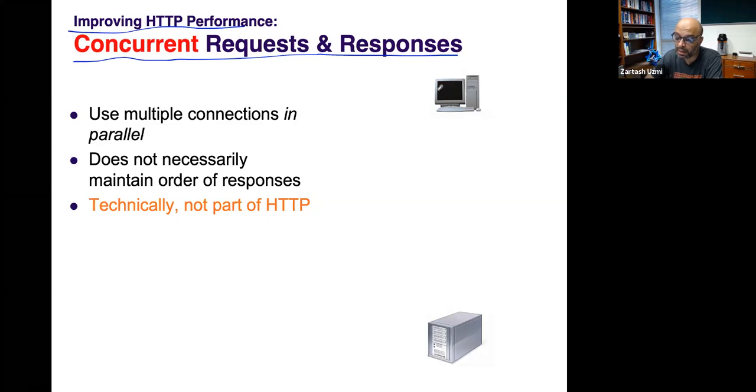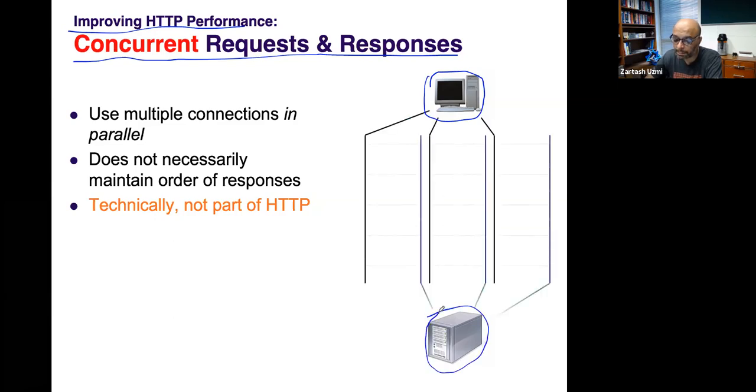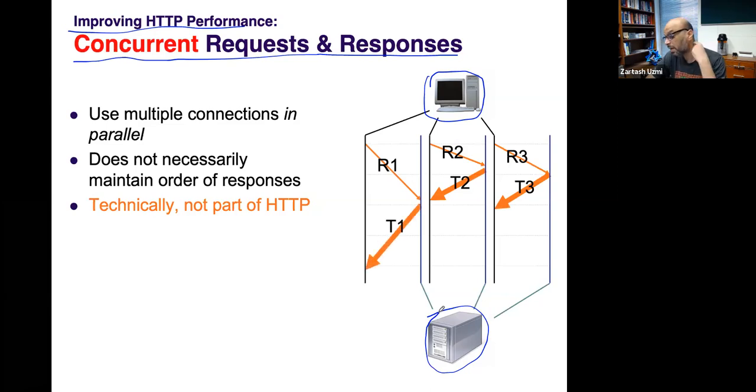So up here we have the client, and down here we have the server. So this client wants to get something from the server, opens up three parallel TCP connections, sends a request, and gets a response for each one of them in parallel on three TCP connections.